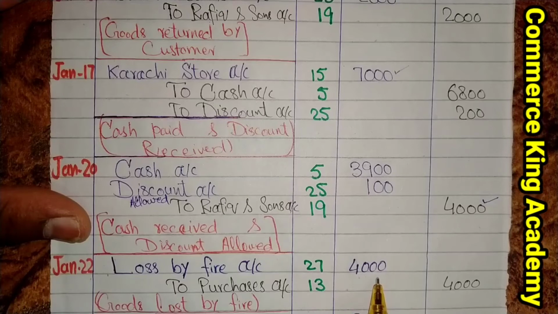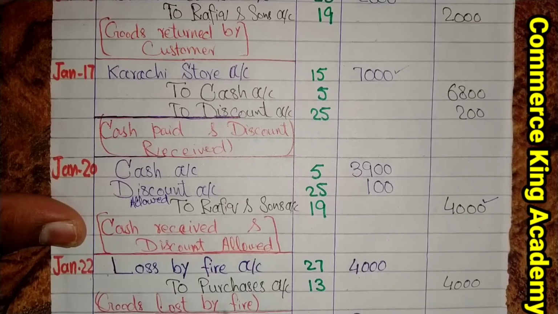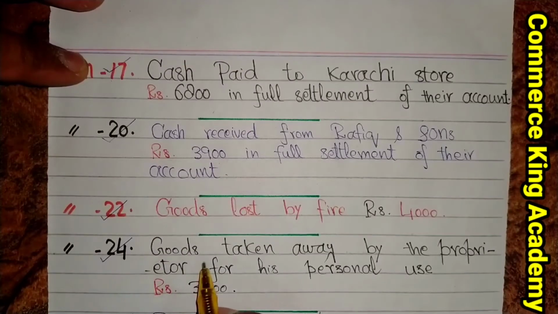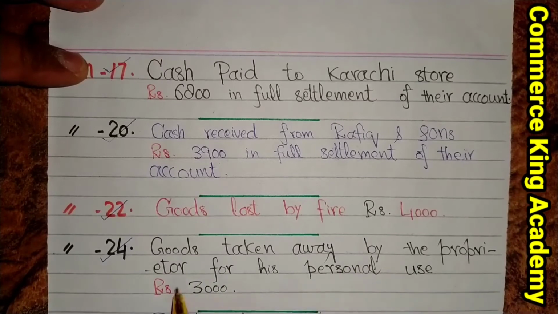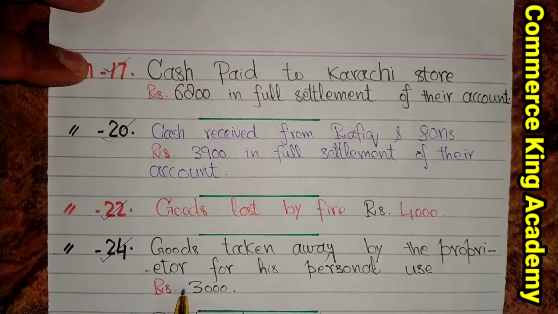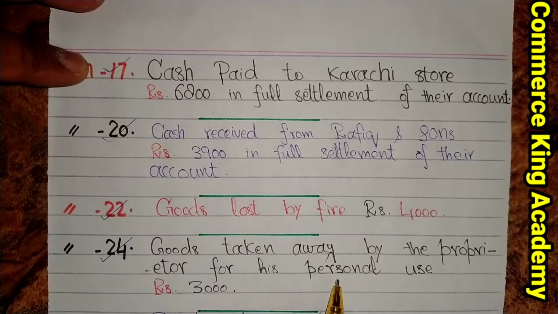4,000 rupees debit and the same amount, 4,000, credit. Details: goods lost by fire. Okay. This transaction is Jan 24, goods taken away by the proprietor for his personal use, amounting to 3,000 rupees. That means this value will be included in the drawings account.